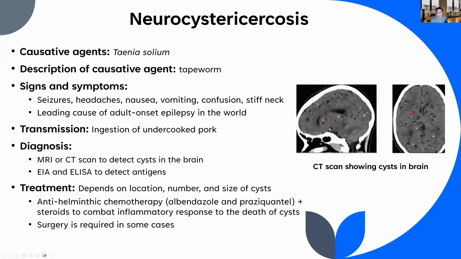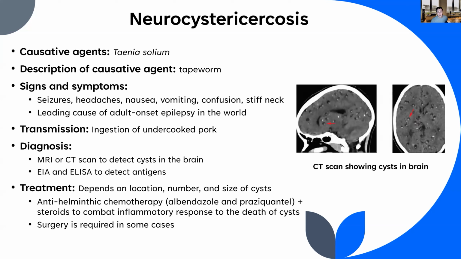Diagnosis: MRI or CT scan to look for the cysts in the brain. That's exactly what we're showing right here. There's also enzyme immunoassays and ELISA, so EIA or ELISA, to detect antigens in the body. Now, again, this will also show that the person just has tapeworms. It doesn't necessarily mean they have neurocysticercosis, so having that CT scan is helpful.